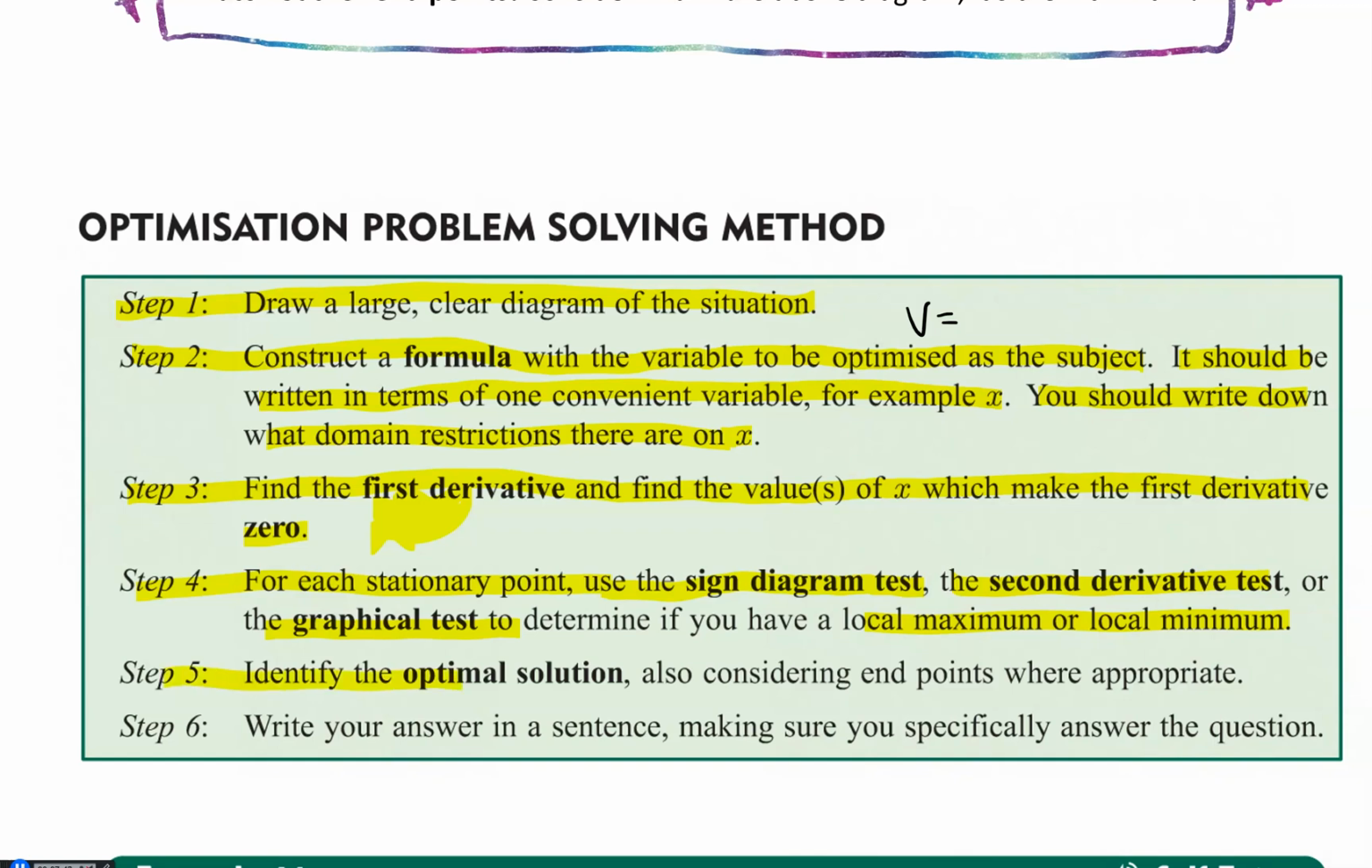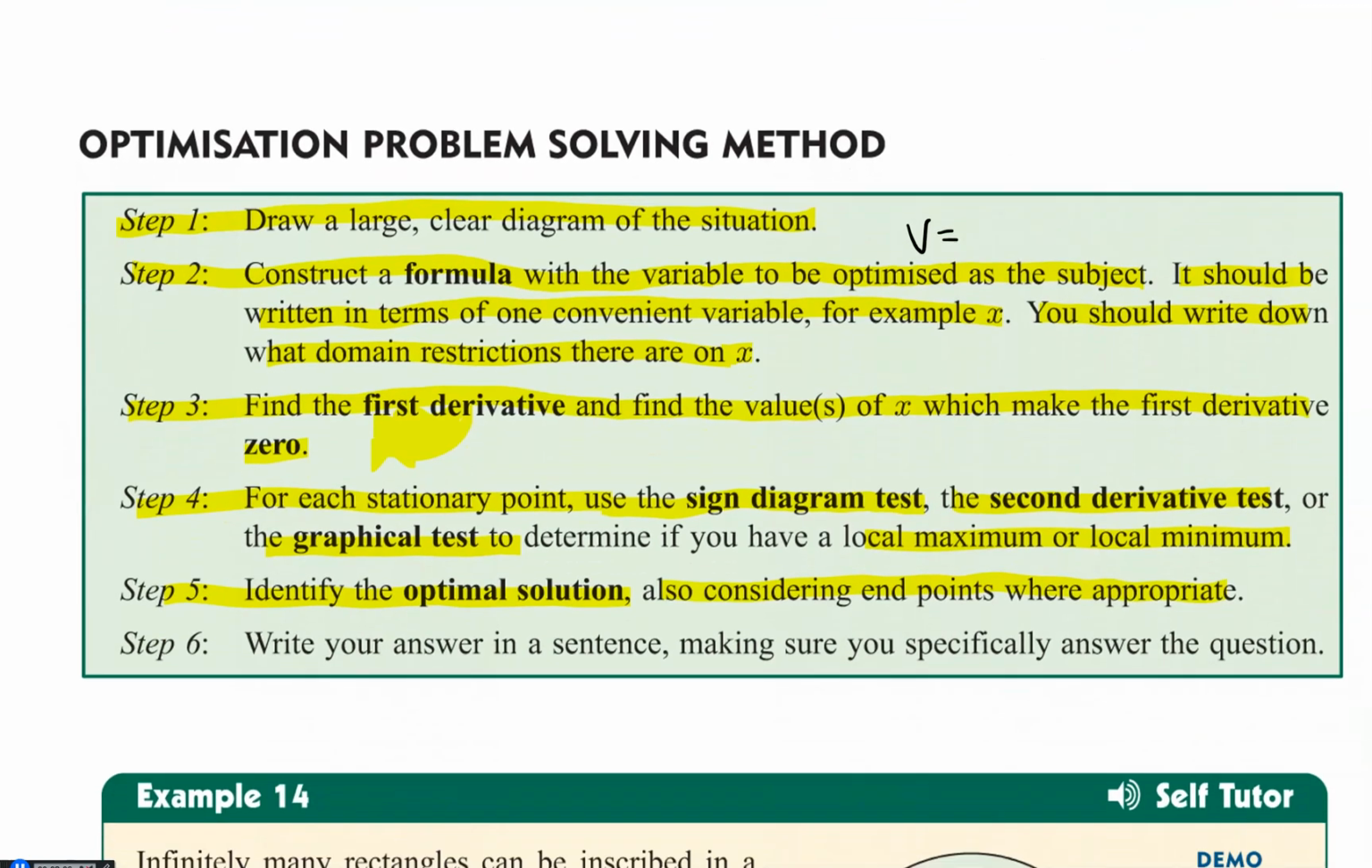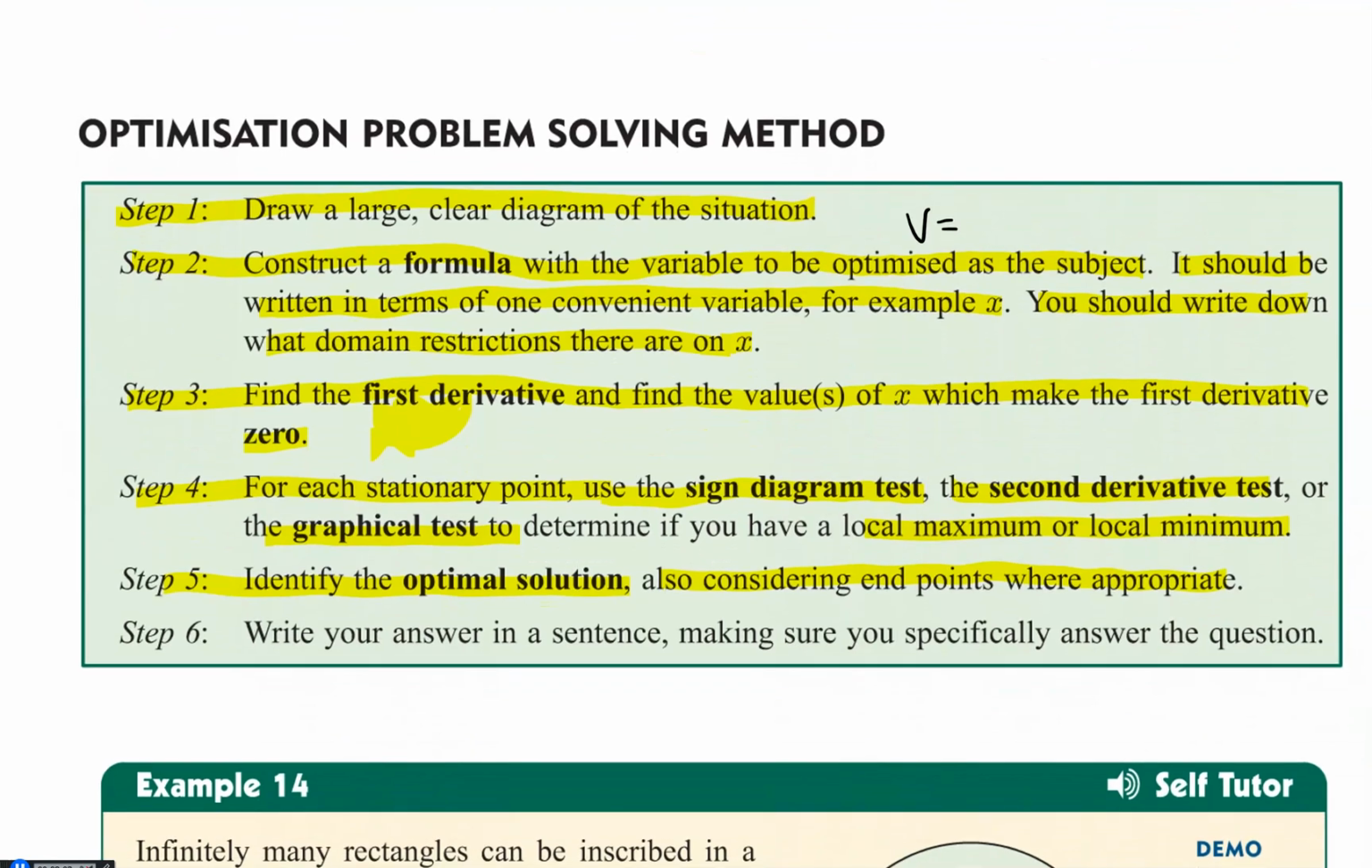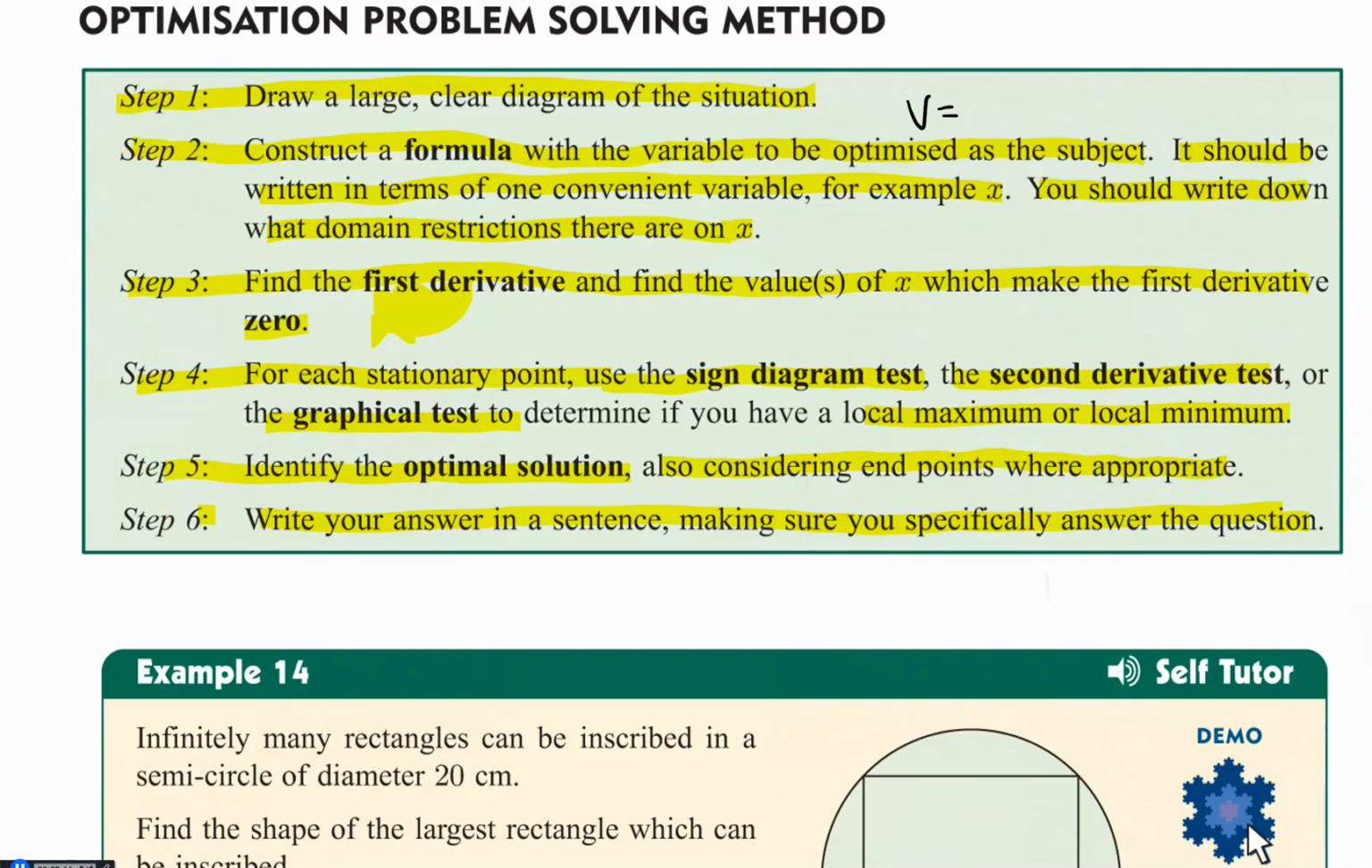Step 5, identify the optimal solution. So this is where you think maximum depending on the situation. For example, if you're looking to reduce your costs on something, it might be the minimum that you want. And remember to consider the endpoints because you might not have found those yet, but you might just need to have a look at the graph. Step 6, write your answer in a sentence to make sure you actually answer the question at hand. Okay, so let's do one.